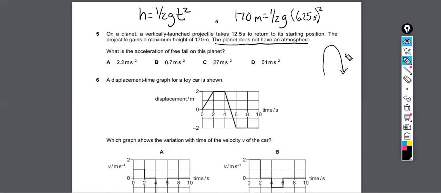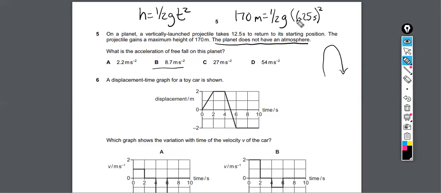Planets with atmospheres, there will be wind resistance, and that will affect its motion on the way down. And so they're just saying, hey, we're on a planet that doesn't have an atmosphere. We have enough fuel to overcome this gravity field strength here. And so once we get to this, it's just an algebra problem. It shouldn't be too tough. So I'll take 170 divided by 1/2 divided by 6.25 squared, and I get g is 8.7.